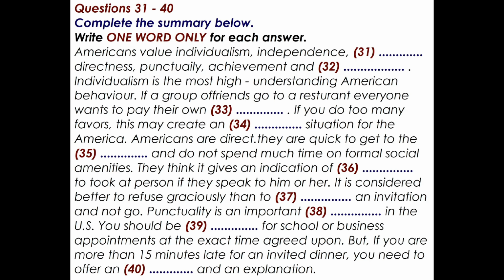Great value is attached to time in the US. Punctuality is considered an important attribute. As with all values, there are different rules of acceptability in different cultures. In the US, you should be present for school or business appointments at the exact time agreed upon. In social appointments, you can arrive 10 to 15 minutes after the agreed upon time without giving offence.